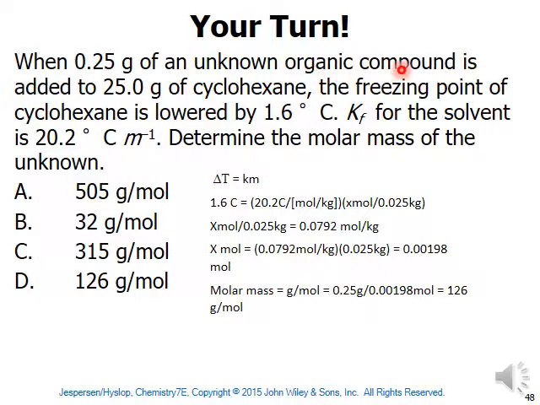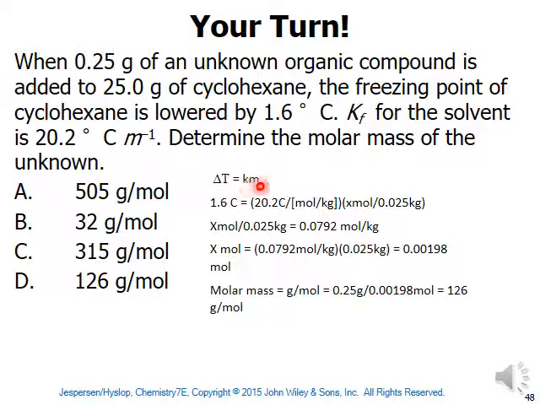All right, so let's do this problem. 0.25 grams of an unknown organic compound is added to 25 grams of cyclohexane. In this problem, we're going to figure out molar mass using freezing point depression information, and we'll actually be doing a lab like this. When you add the two, the freezing point drops to 1.6. We know the Kf of cyclohexane is 20.2 Celsius per molality. So let's go through how you would figure out the molar mass.